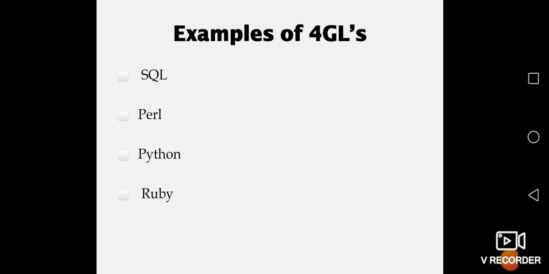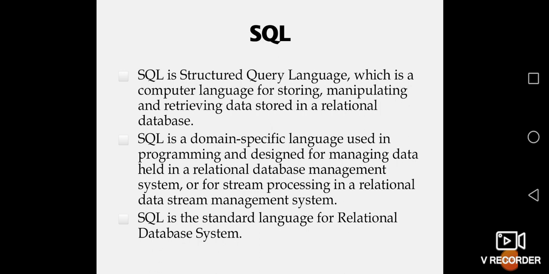The examples of fourth generation language are SQL, Perl, Python, Ruby, something like that. First, I'll be telling each one example alone, and I'll explain it in an elaborated way. SQL. SQL means structured query language, not very complicated and all. It is mainly used for storing, manipulating, or retrieving the data in a database.